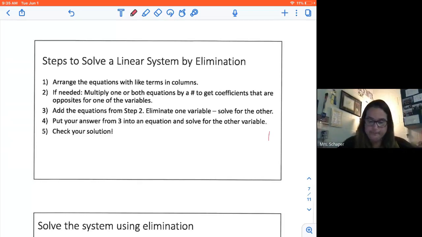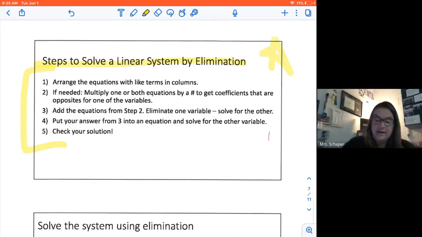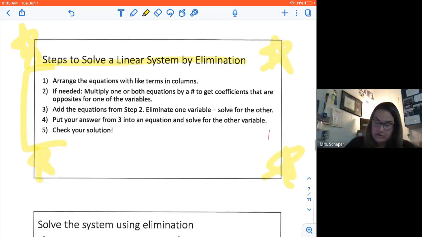So here we go. When we solve a system by elimination, what we're trying to do is eliminate a variable. That'll probably make a little more sense as we walk through it. But these are the steps that you're going to take to solve a system by using elimination. As we go back, this is a really good slide, a really good part to come back to and double check. So let's put these steps into action, okay?